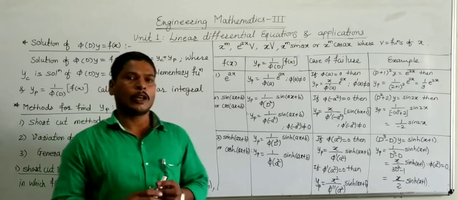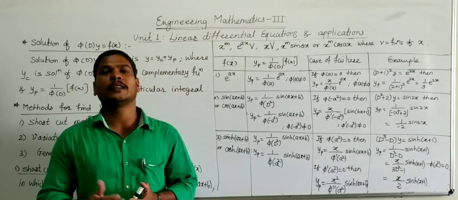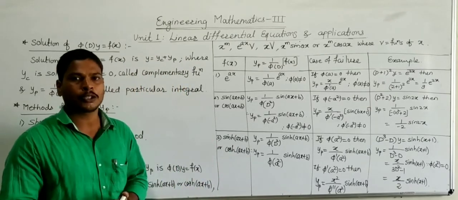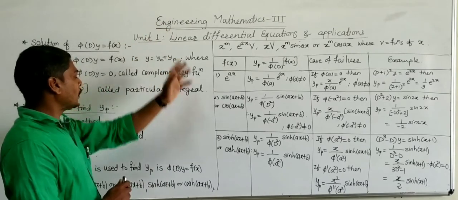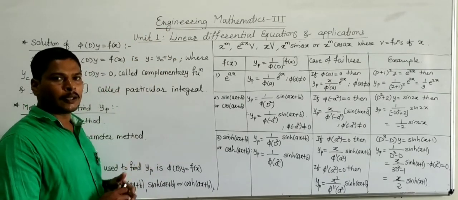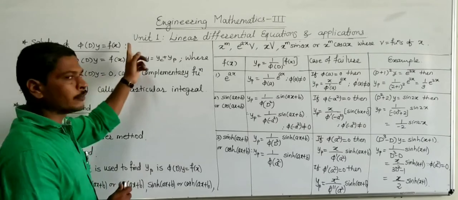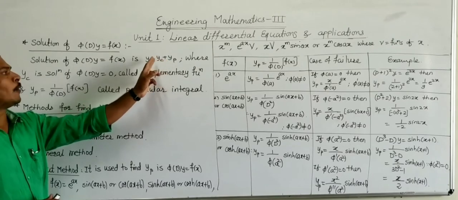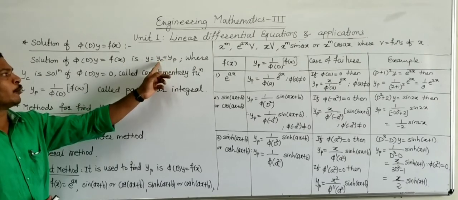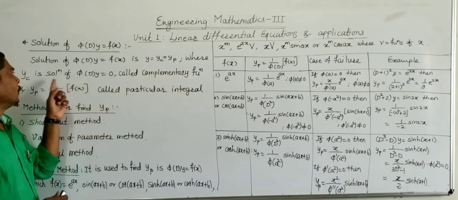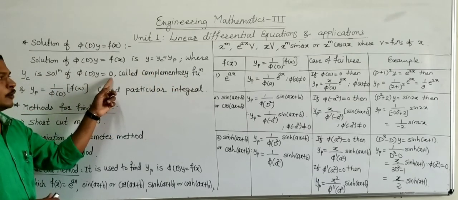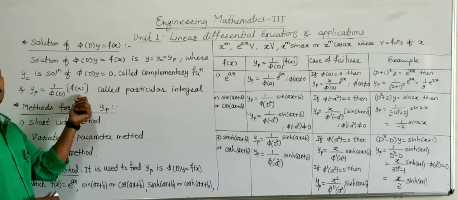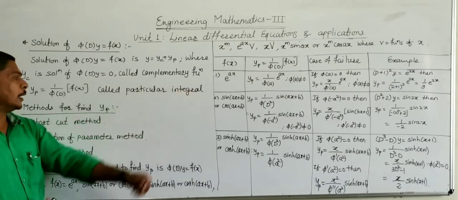Now in this lecture we are discussing how to find the solution of phi(D) y = f(x), where f(x) is any non-zero function, and in that case there are various methods of finding the particular solution. So let's start with the solution of phi(D) y = f(x). The solution is y = yc + yp, in which yc is the complementary function, which is the solution of phi(D) y = 0, and yp is the solution 1 upon phi(D) into f(x), which is called the particular integral.